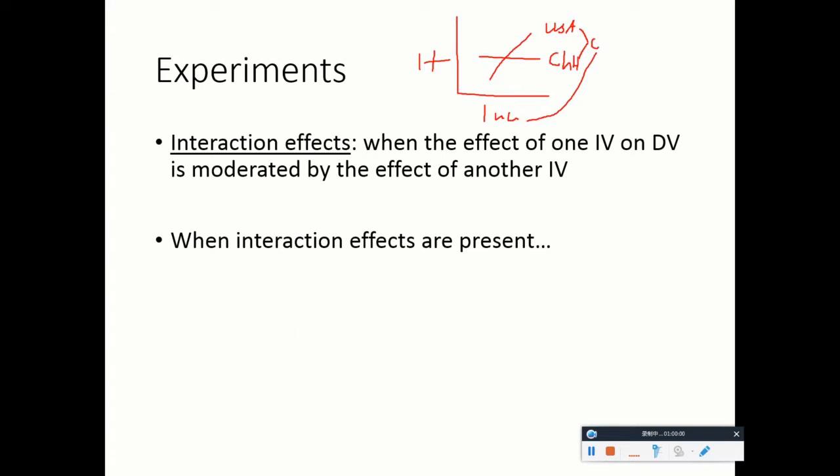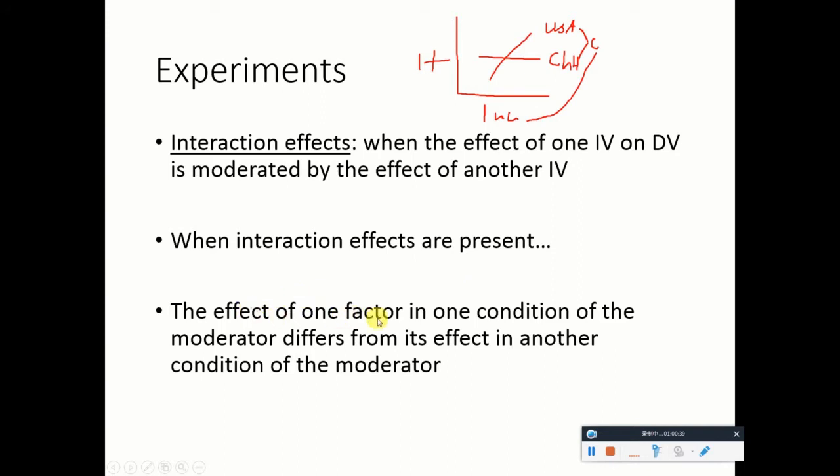So when interaction effects are present, you might ask, well, then how do we know, right? Of course, we can make this up and plot these two lines, but how do we work this out with numbers? And is there a general rule that we can use to work out the presence or absence of any interaction effects? Well, actually there is, and it's quite a mouthful, so be prepared. We say when an interaction effect is present, the following must be true. That is, the effect of one factor in one condition of the moderator differs from its effect in another condition of the moderator.